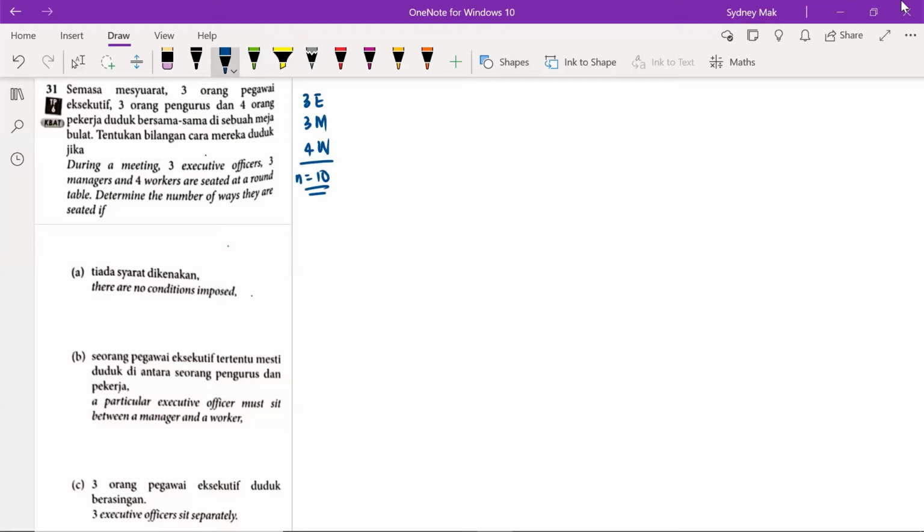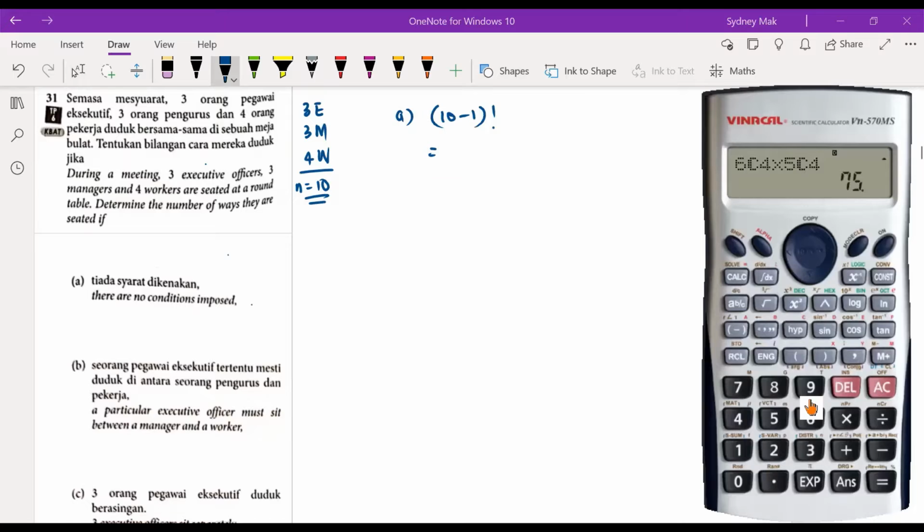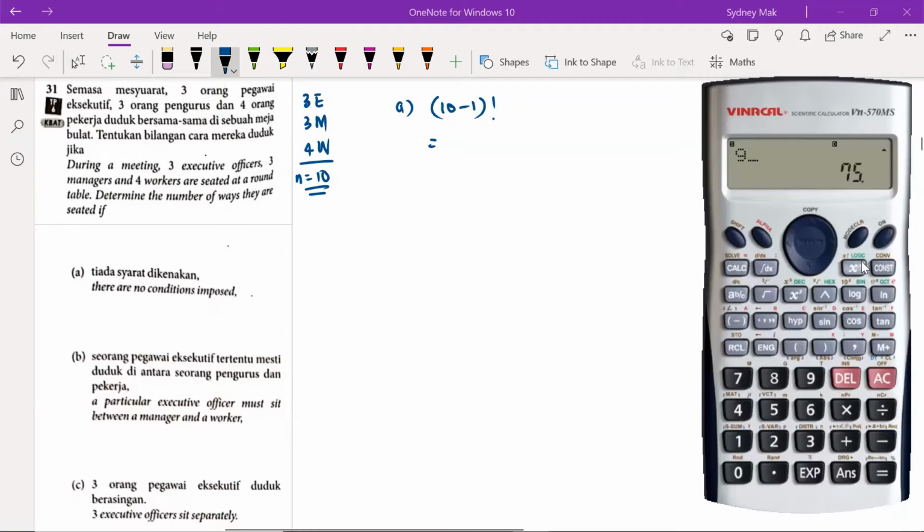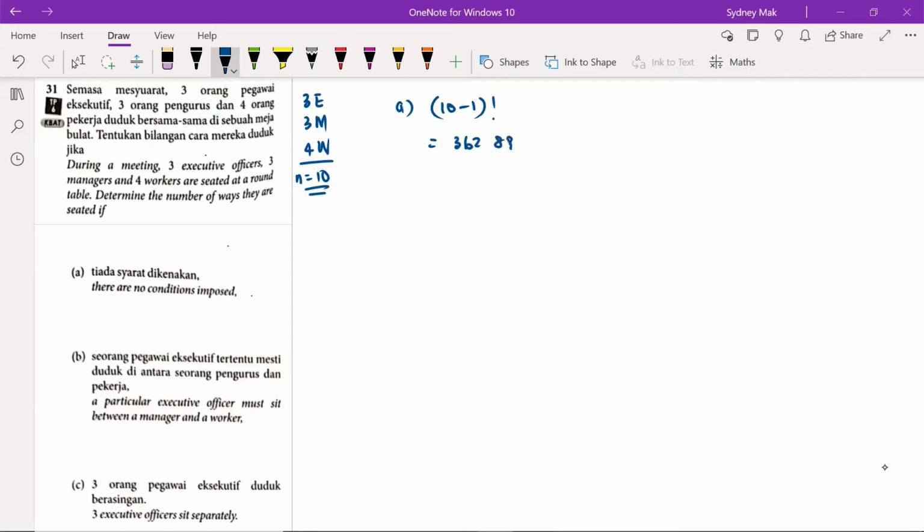And when there are no conditions imposed, we just use the number of arrangements at the round table. That will be 10 minus 1 factorial. Therefore, 9 factorial. So let's put 9 factorial. Okay, so we have 362,880 ways to arrange the seats among these 10 people.